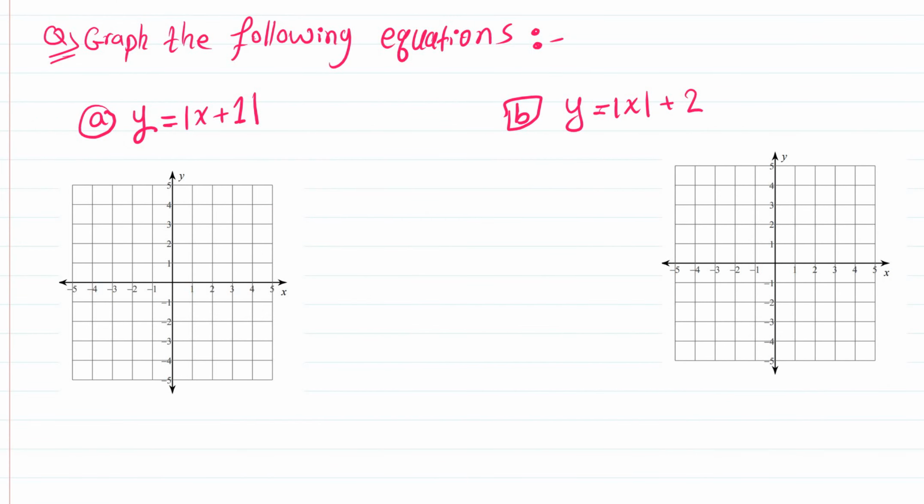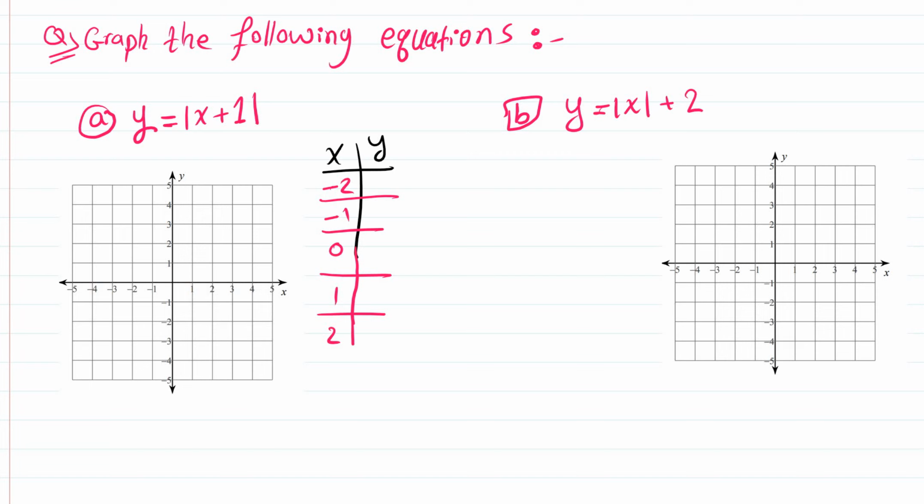This question says graph the following equations. First one I have y equals the absolute value of x plus 1. So let's make a table for this one. We have x and y. You are going to substitute in place of x, or input, -2, -1. Let's extend the line. 0, 1, and also 2. Okay?